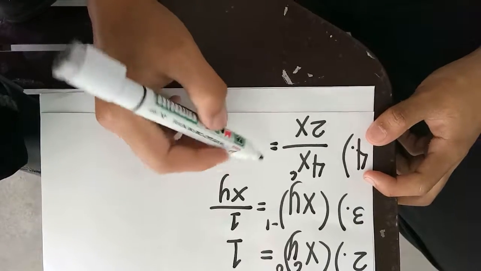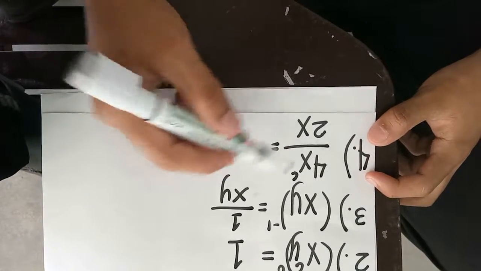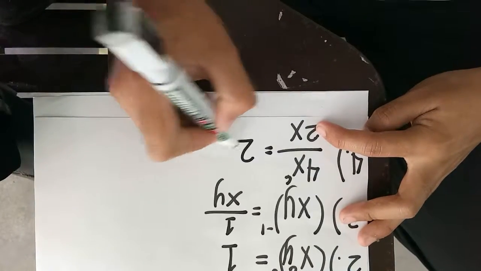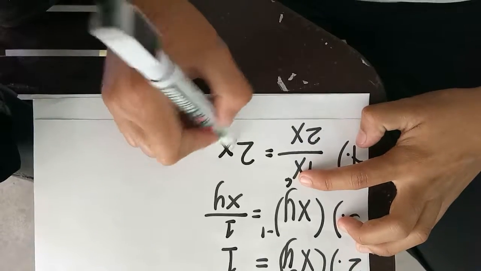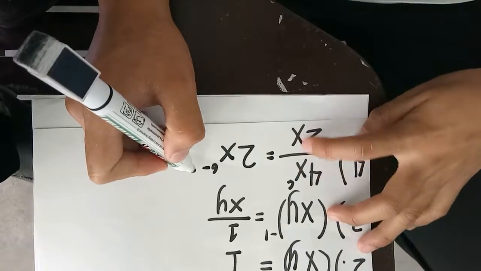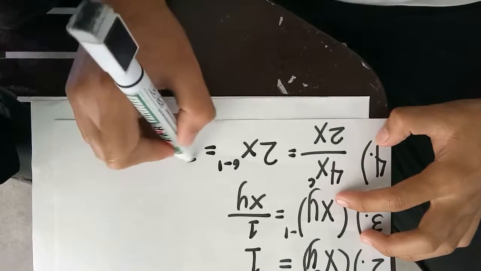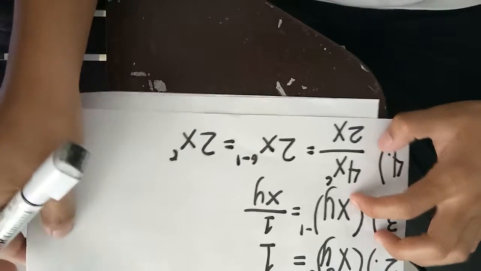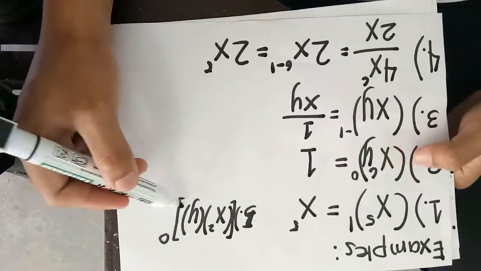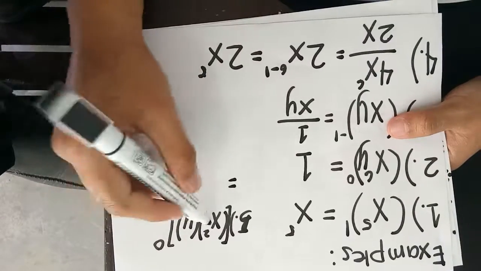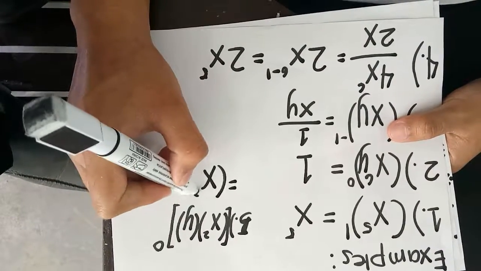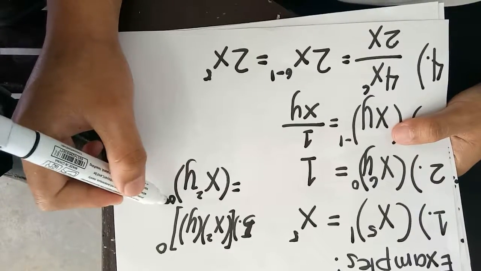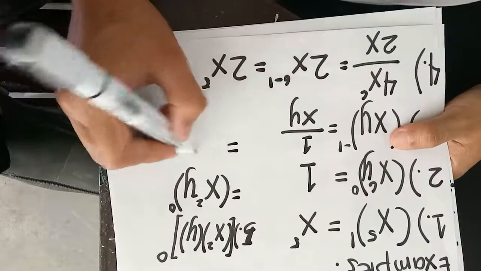For the fourth example, let's have divisions, which is 4 divided by 2 is equal to 2, and we must subtract the exponents, which will become x to the 5th power. Here is the last example, which will become x squared y multiplied by 0 exponent. So it will be 1 itself.